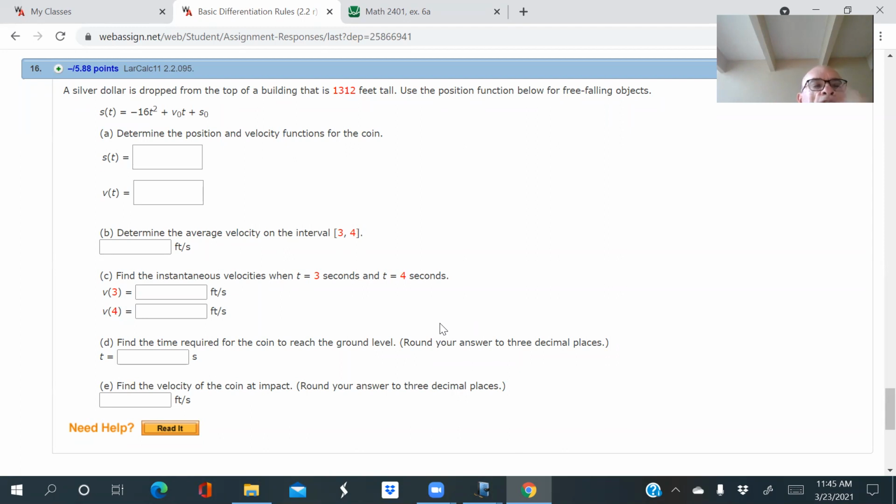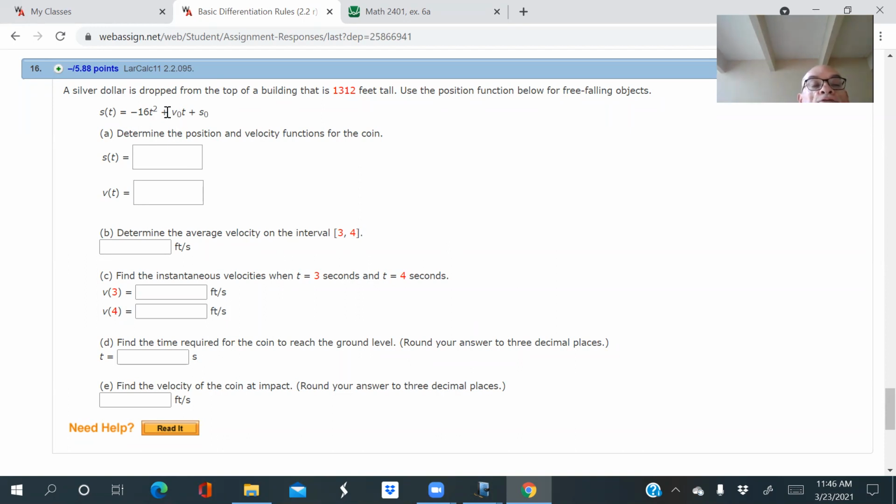All right, so a silver dollar. So this sounds like a problem that we've done, right? Except because we dropped a screwdriver one time off of a building, right? But here we're dropping a silver dollar from the top of a building that's 1,312 feet tall. And then it says use this position function for a free falling object. So this function applies to any object that's falling from a height if you ignore wind resistance. So I don't know how aerodynamic a silver dollar is, but we're going to pretend that it's not very aerodynamic. So the air resistance is not going to make much difference. And so then we can use this particular formula.